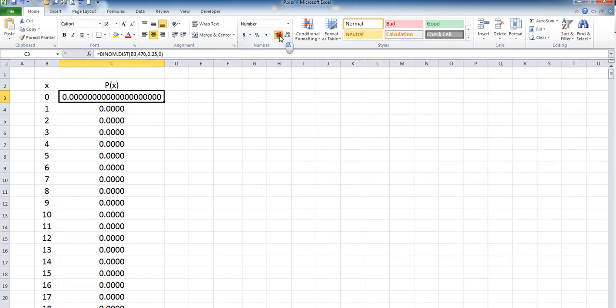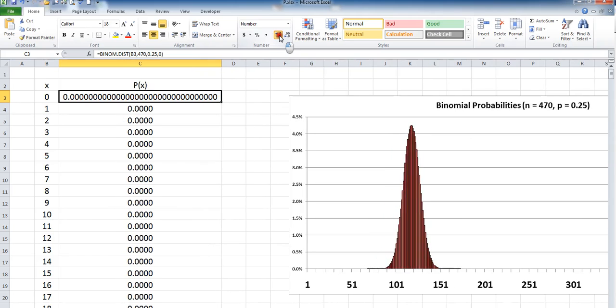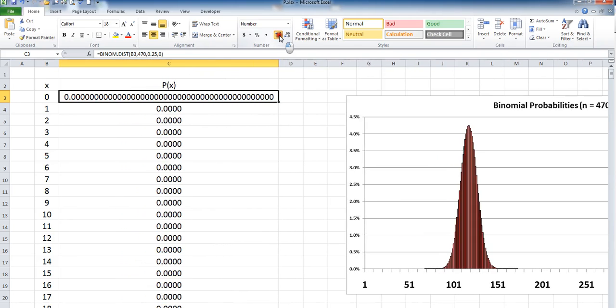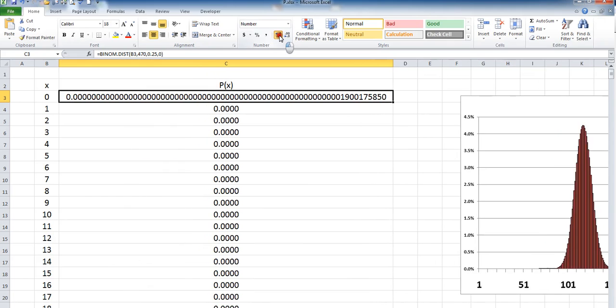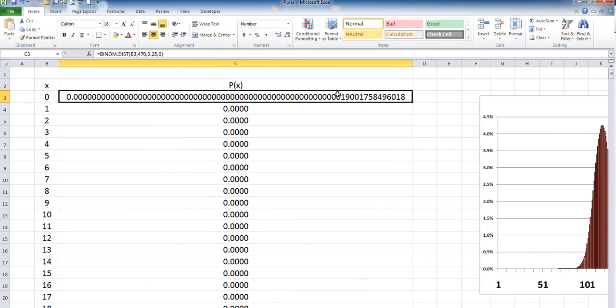I wonder how far out we have to go until we actually see something. It's gonna be pretty far. Let's keep going. Gonna make a liar out of me. There it is. So it's not 0, it just rounds to 0.